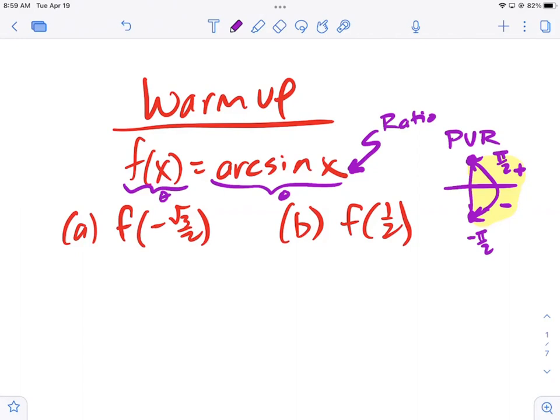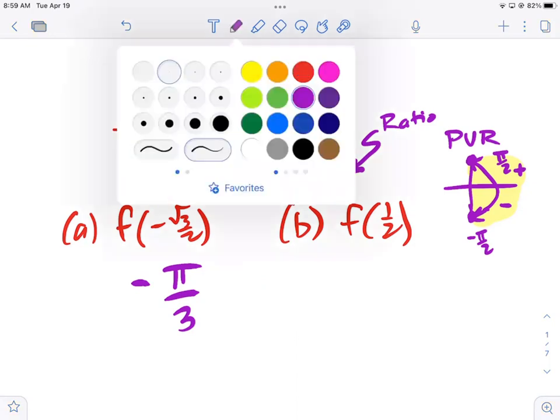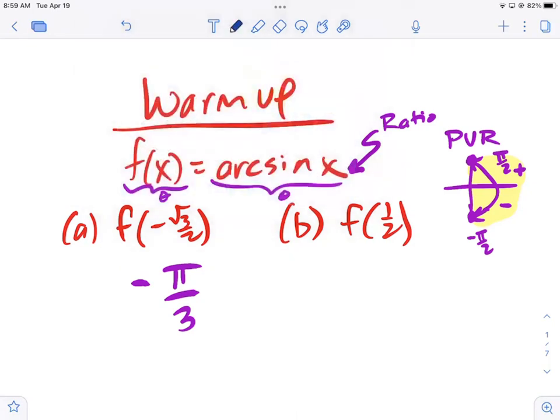So f of negative square root of 3 halves is what? Negative pi thirds, right? Negative pi thirds, not 5 pi thirds, right? See the Drake meme up above, right? Not 5 pi thirds, but negative pi thirds. And then f of 1/2, arc sine or inverse sine of 1/2 is positive pi 6. Yep. All right. So there you go. The principal value range. So hopefully you have that memorized.